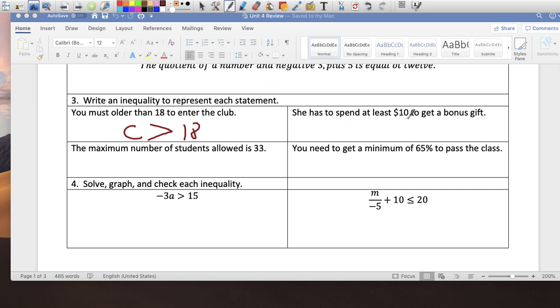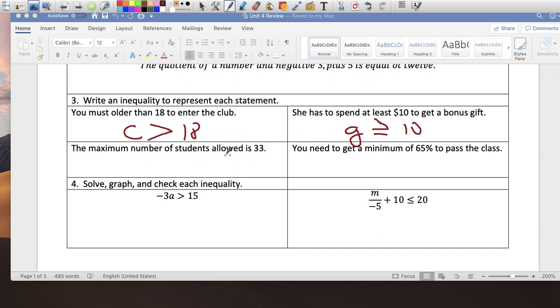She has to spend at least $10 to get a bonus gift. So to get this gift, well, we're comparing to $10, right? So in order to get this gift, what do you have to do in relationship to 10? Well, whatever I spend has to be greater than 10, I'll get a bonus gift. Or even if it's equal to 10, I'll still get a little bonus gift. Okay, so whatever I spend has to be greater or equal to 10.